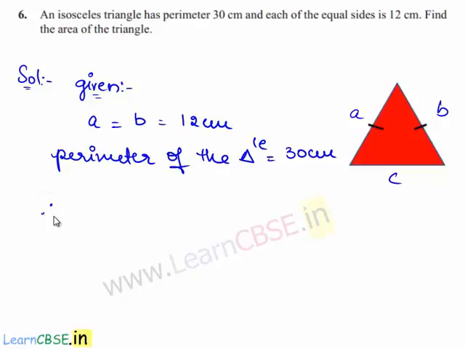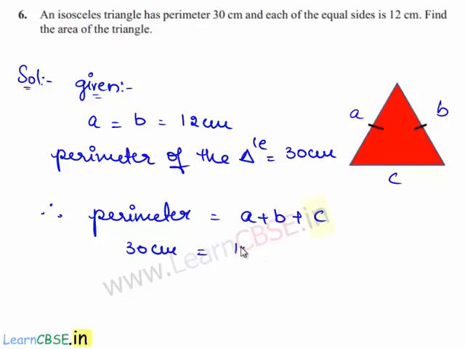Therefore, perimeter is equal to A plus B plus C. Therefore, 30 centimeters is equal to, A and B are equal and they are equal to 12 centimeters, 12 plus 12 plus C. Therefore, 30 is equal to 24 plus C. This implies C is equal to 6 centimeters. Now, we need to find the area of the triangle.